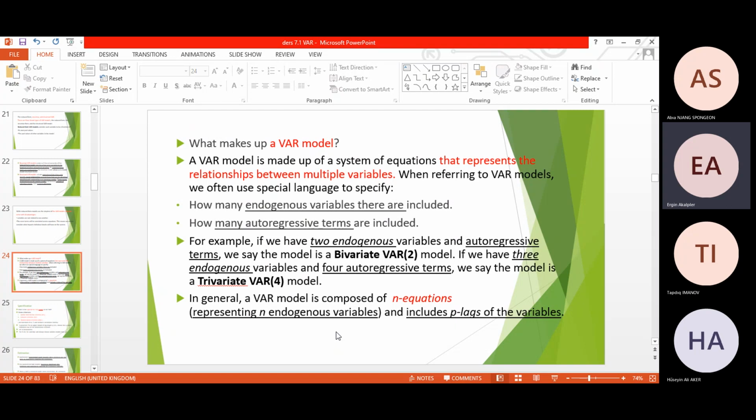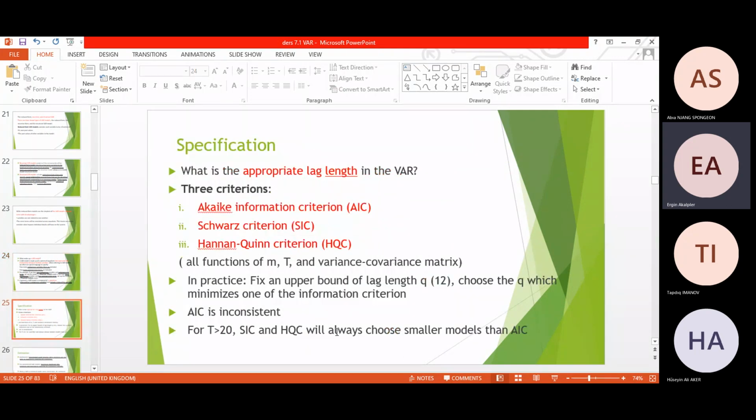For example, if we have two endogenous variables and two autoregressive terms, we say the model is a bivariate VAR(2) model. If we have three endogenous variables and four autoregressive terms, we say the model is a trivariate VAR(4) model. In general, a VAR model is composed of n equations representing n endogenous variables and includes p lags of the variables. Specification: what is the appropriate lag length in the VAR?